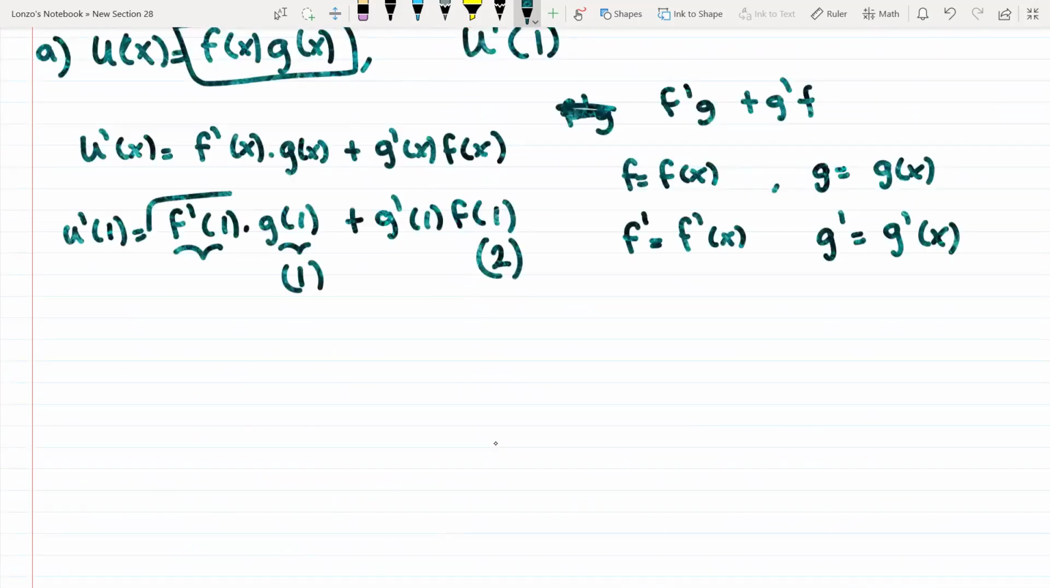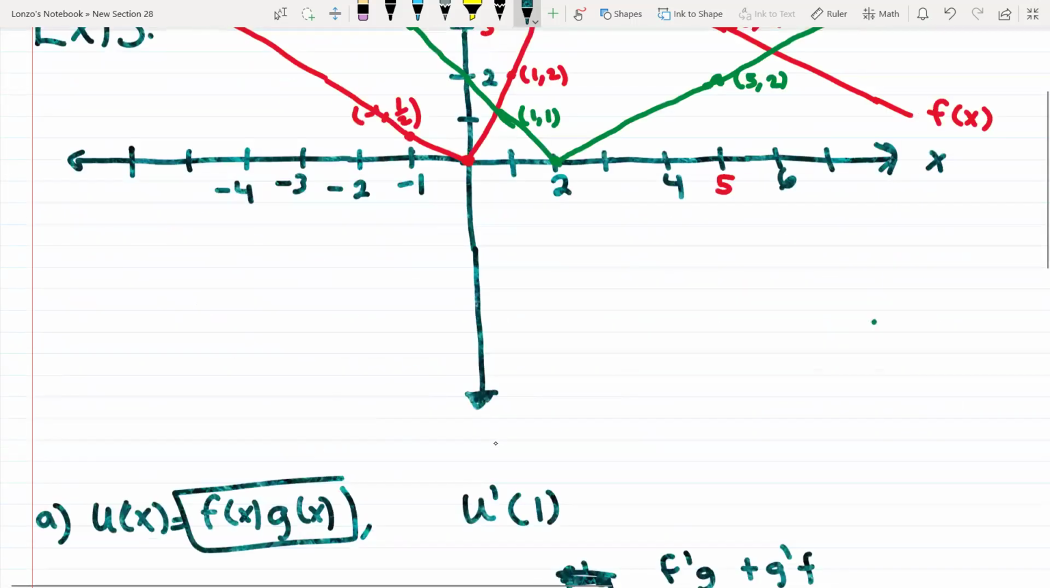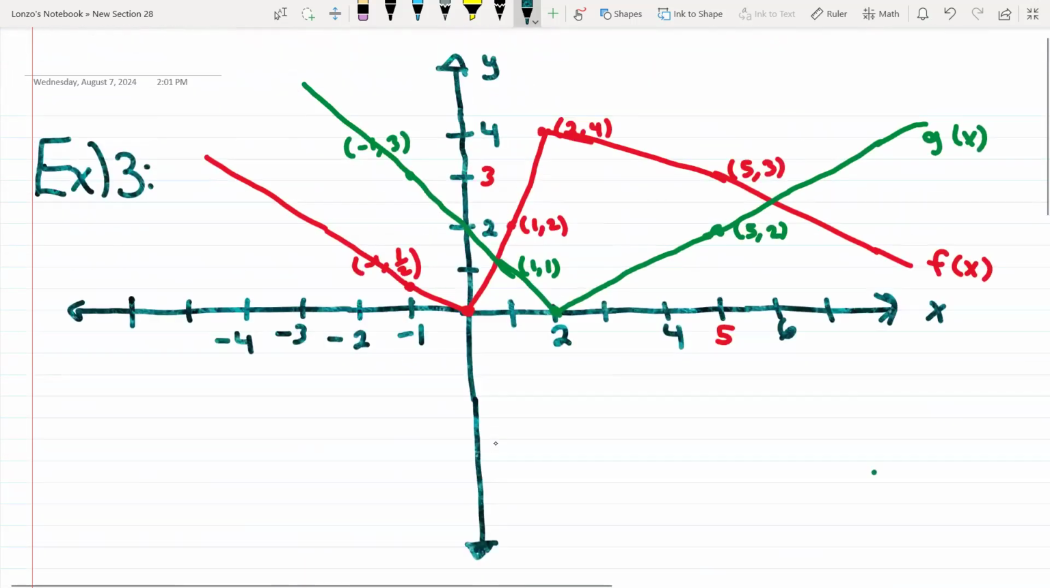But we still have to find f prime of 1 and g prime of 1. So let's find that. f prime is the derivative, or the slope of two points. So we need to find two points for the f graph. Here's f, the red one. I think what we have to do is find the slope of these two points, 1 comma 2 and 2 comma 4, because it's still part of f of x.